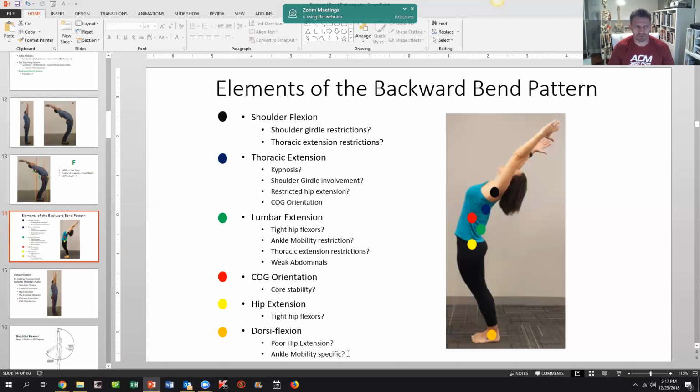And then obviously dorsiflexion, we mentioned it many times. I never go away from the dorsiflexion or the ankle mobility assessment because it is implicated in so many things. Poor hip extension could be a result of poor dorsiflexion. If they can't bend at their ankles, they're not going to be able to get any further in the movement of the hips. It may not even be a hip extension problem. It may just be poor ankle mobility, or the poor hip extension is causing poor ankle mobility. So we have to be able to differentiate those two.